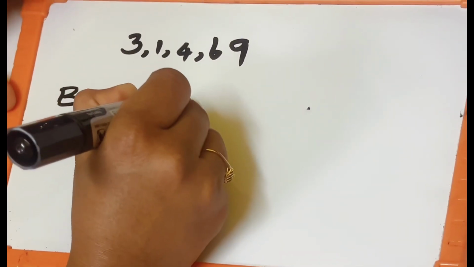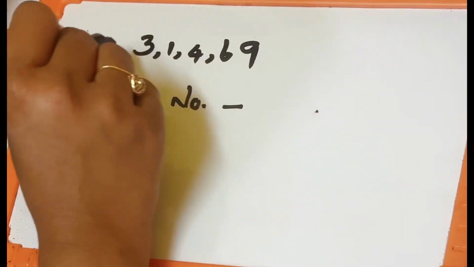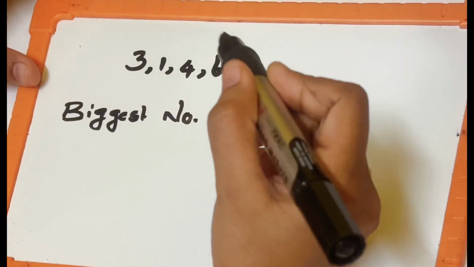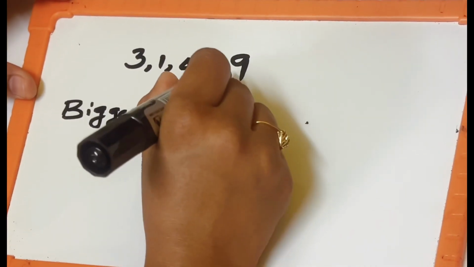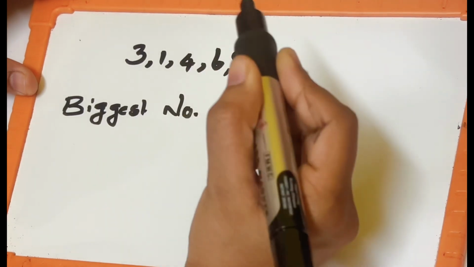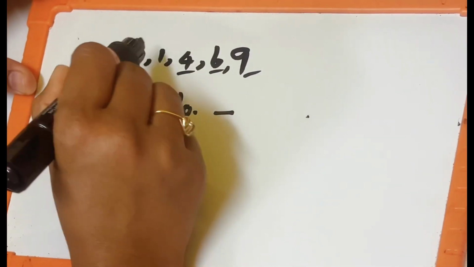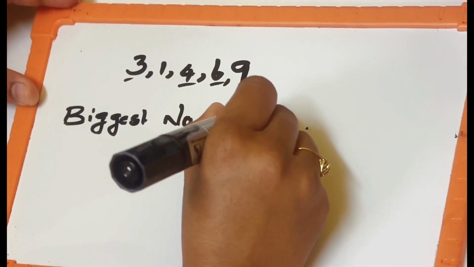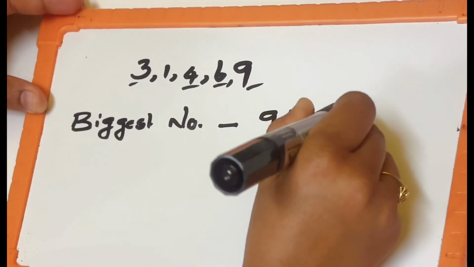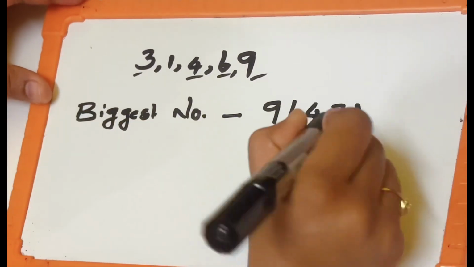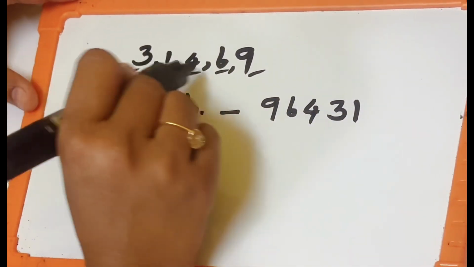Biggest number. First we have to arrange each digit in descending order. Descending means largest to smallest. Here, which is the largest one? 9 is largest, then 6, then 4, 3, 1, right? So we can write it like that: 9, 6, 4, 3, 1. This is the biggest number we can write using these digits.